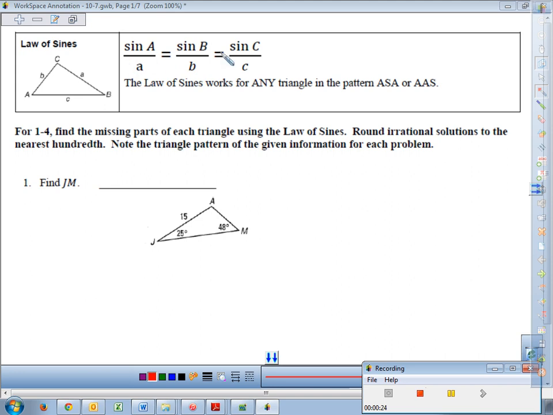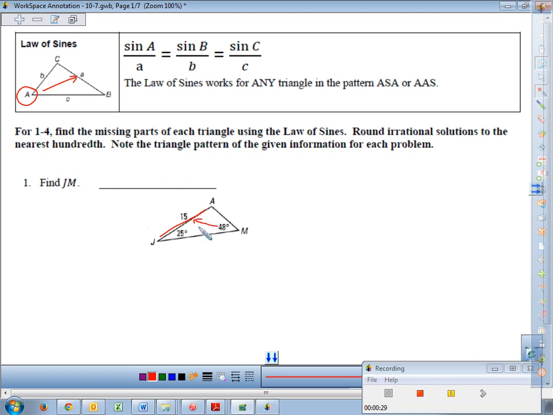So the law is too much information. It just says the sine of whatever this angle is over the side across from it will be equal to the sine of b over little b and the sine of c over little c. You don't need all three things. You only need two things. So when they want you to use the law of sines, you just have one side provided. I'm a fan of drawing the arrows.